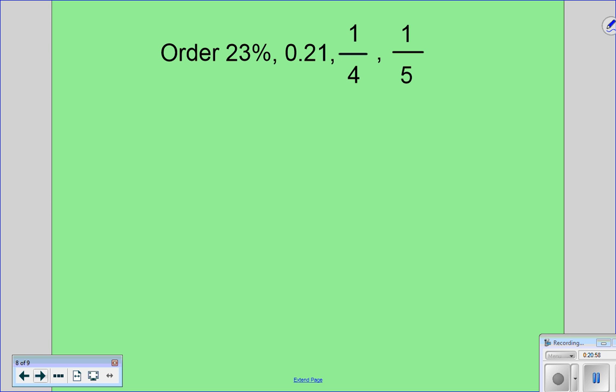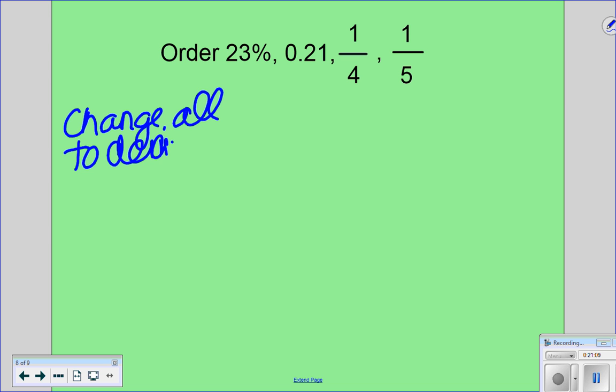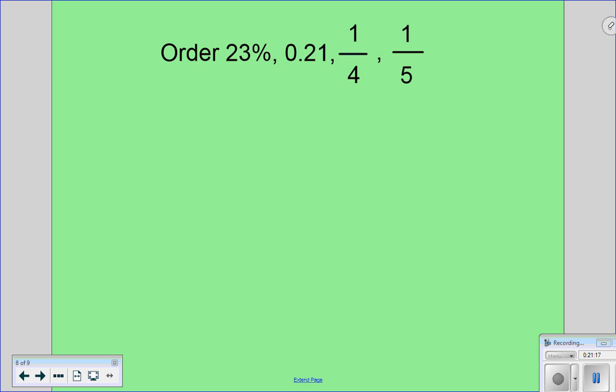What can we do to them? Yeah? I would change them all to decimals. Change all to decimals. And you know how to do all of that already. I'm going to erase that so I can have room. Change to decimals, because you guys know how to order those. So we have 23%, 0.21, 1/4, and 1/5. Let's change all of these to decimals.